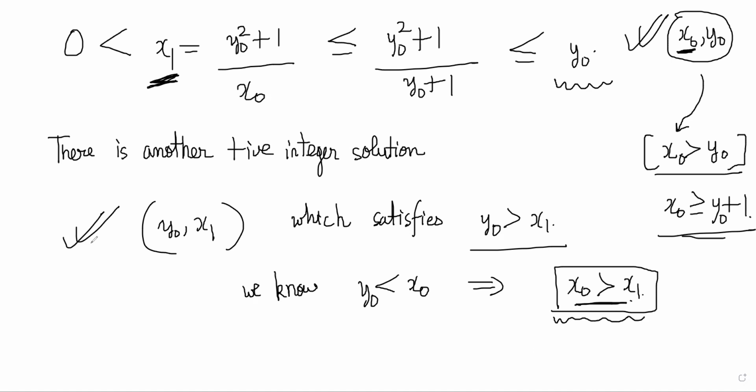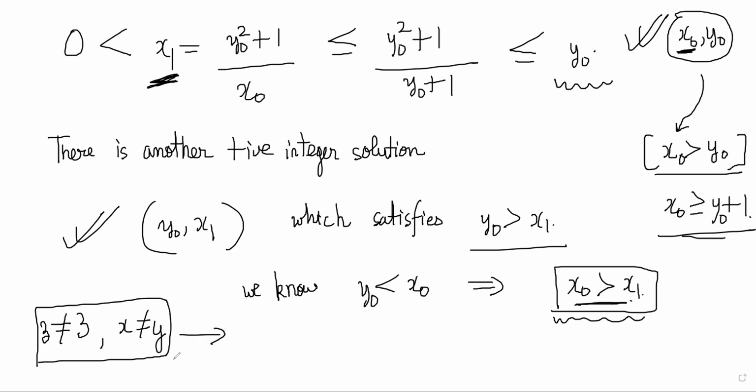where z is not equal to 3, because all of this started when we said z is not equal to 3. So we have x is not equal to y, and we were checking solutions of this form. We are not getting any solutions of this form because we are getting a contradiction. So all the solutions of this equation must be of the form z = 3.